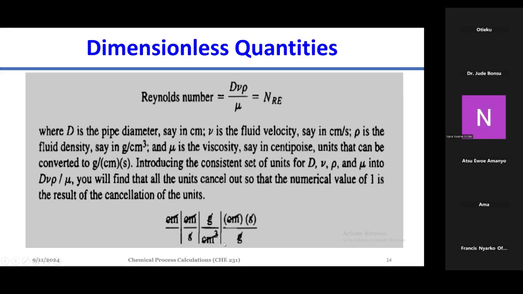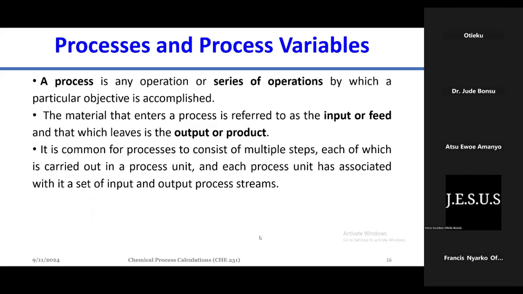But do they have any significant use? An example is the Reynolds number here. So when we say a process is any operation or series of operations by which a particular objective is accomplished. And then we looked at distillation columns and all that, and I said those equipment there are process units. They are the ones in which the actual processing takes place. Right? But here we are going to look at processes and the process variables.